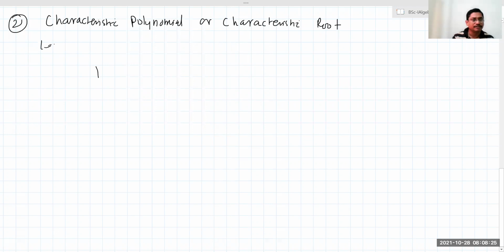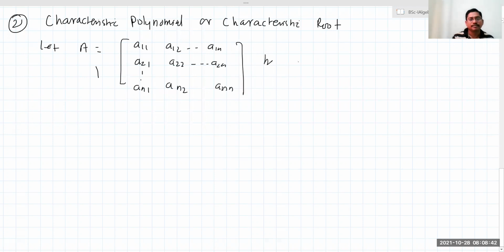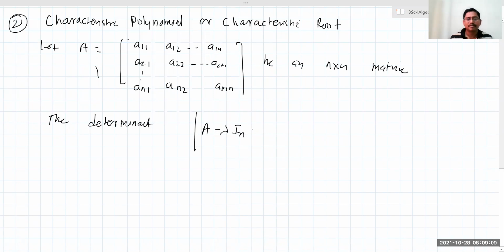So let the matrix be this same matrix of order n: a11, a12, a1n, a21, a22, a2n, nth row an1, an2, ann, an n by n matrix. Then the determinant of the characteristic matrix is called the characteristic polynomial. Calculate first A minus lambda I of the same order: a11 minus lambda, a12, a1n. If you expand this, we get an expression in terms of lambda and its powers, that is a polynomial. So the determinant of the characteristic matrix is called the characteristic polynomial.